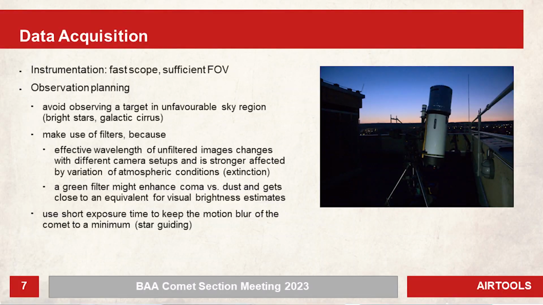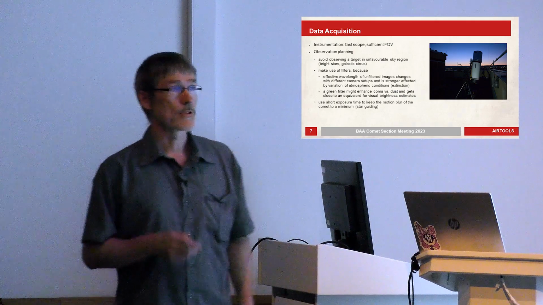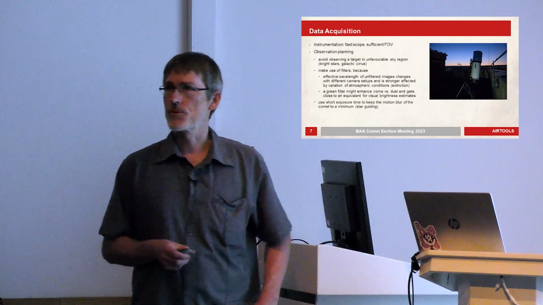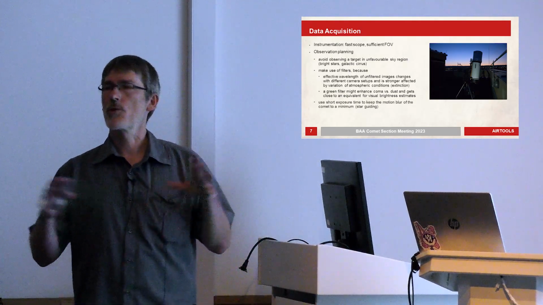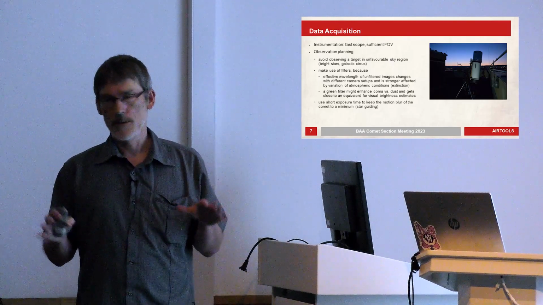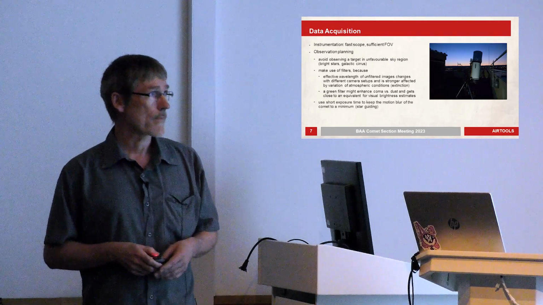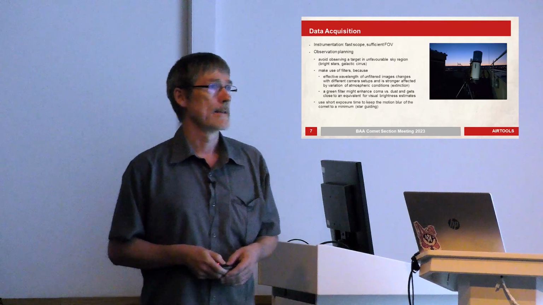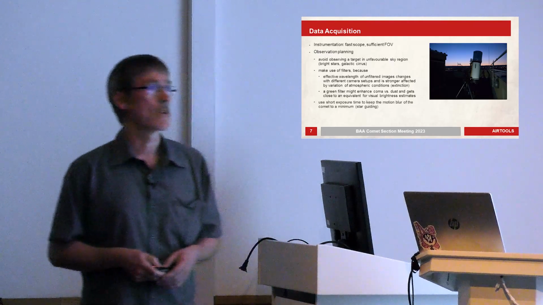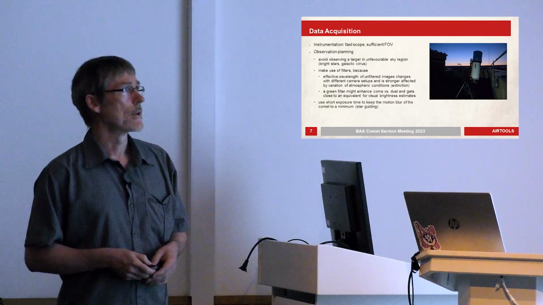On the right, this is my observing site located in the center of the city of Weimar in central Germany. It's not a big city, but about 70,000 people live there, so the sky is not very dark. You should use a fast scope if you want to get information about the outer coma regions, to observe faint surface brightness. You should have a fast system and sufficient field of view.